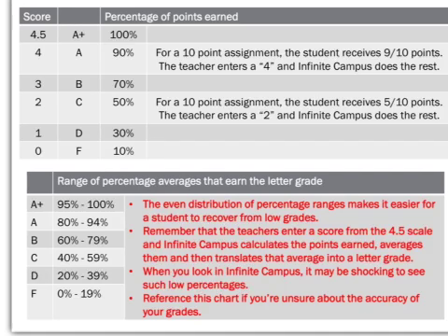When you look at Infinite Campus, it may be shocking, and we'll show you a snippet of what that might look like, to see such low percentages, or to see that out of 10 points, they're only receiving a 1, 2, 3, or 4. Please remember those are not the points. That refers to if we enter a 2 on a 5-point, 10 points, that they're then getting a C if they're receiving 50% of the total points. You may want to reference this chart or this video throughout the school year to understand the world language grading scale.